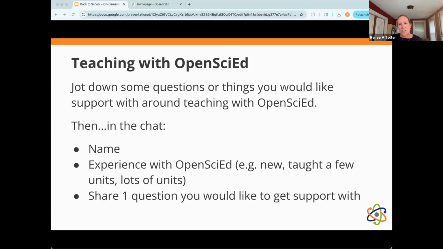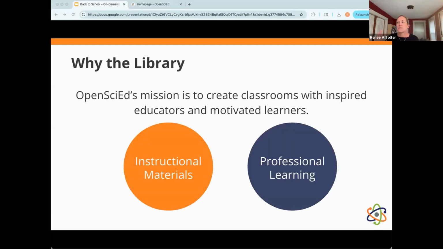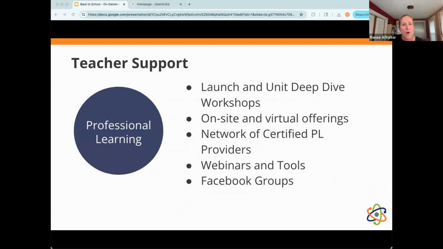But these questions and these ideas, especially from folks that are new to OpenSciEd and don't have a lot of support or haven't had a lot of professional learning, is why we are designing this OpenSciEd support library in the first place. So we know that OpenSciEd's mission is to create classrooms with inspired educators and motivated learners. And we do that by designing free, high quality NGSS aligned materials and by supporting teachers in using them well. And we've always said from the very beginning that professional learning has to be part of that vision, right? Teachers deserve the support to implement these materials in ways that make them feel powerful and sustainable.